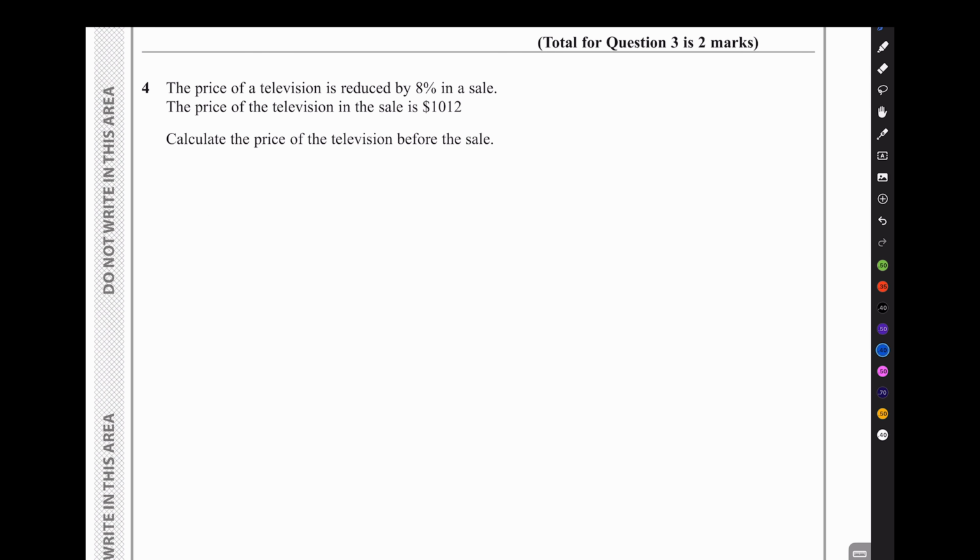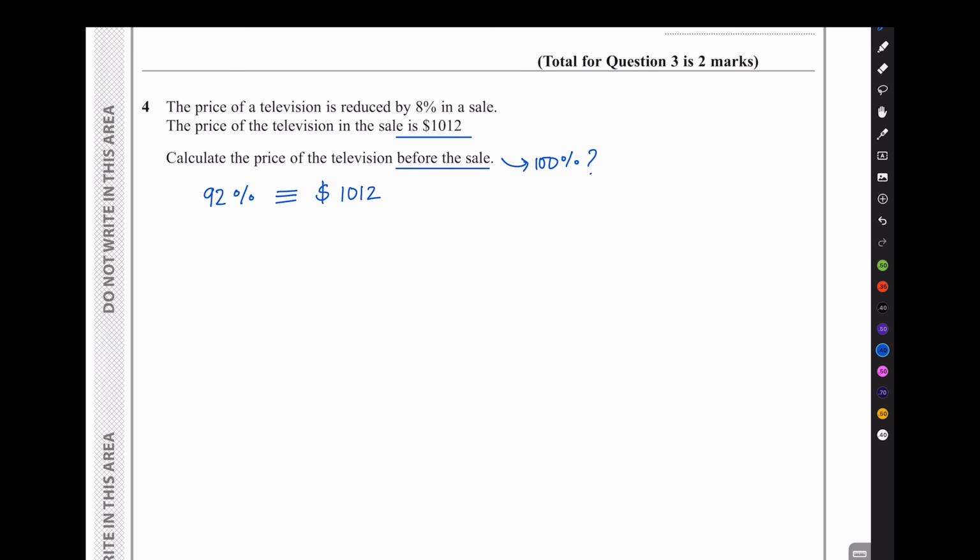So they gave us the price after the sale has been applied. Basically, they gave us the value that is represented by the 92%. So 92% represents 1012. This is what they gave us, and they are asking us to find the price before the sale, basically the value of 100%. This is also very easy.